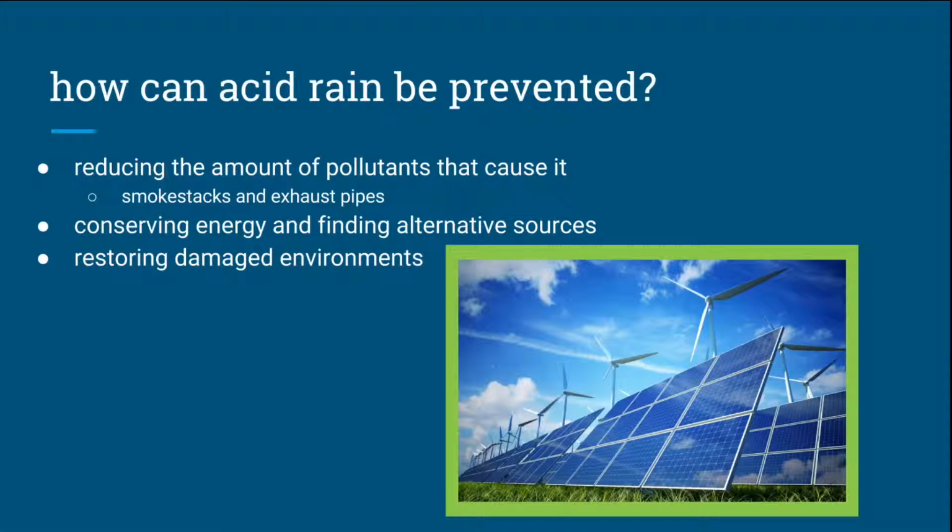How can acid rain be prevented? We can use other energy sources such as solar power or wind power to decrease the effects of acid rain on the environment. Pollution is the key factor to the formation of acid rain, and these forms of energy will help reduce the amount of pollution in the environment.